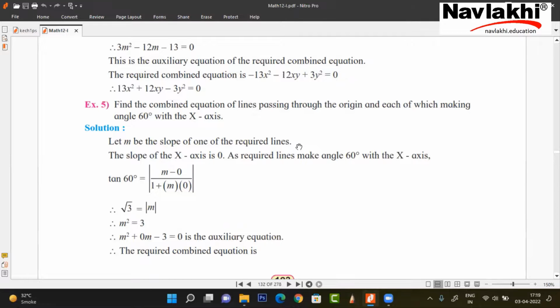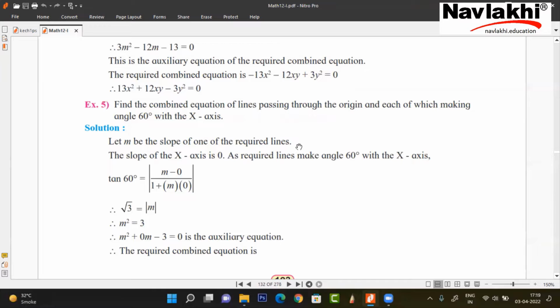So you can start solving with the solved examples. First, write down all the formulas, 4 formulas to be written. Take tan theta is mod of 2 root h square minus ab upon a plus b. For parallel lines, h square minus ab is 0, the numerator. For perpendicular lines, a plus b, the denominator, is 0. And the 11th standard formula, tan theta is mod of m1 minus m2 upon 1 plus m1 m2. Write the 4 formulas. Start with the 5 solved examples.